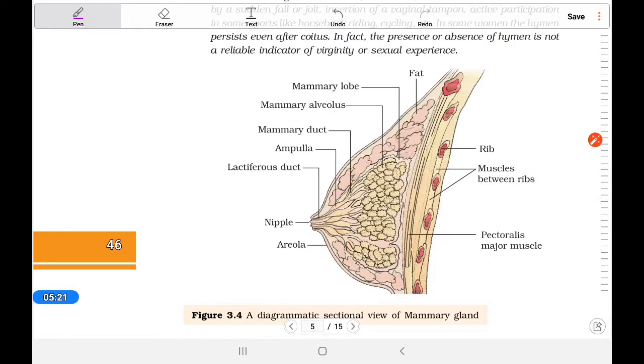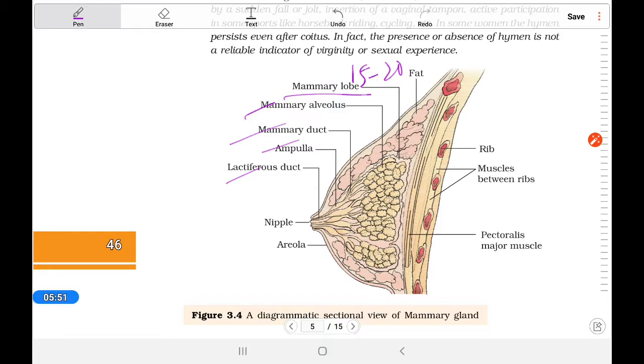Here is a cross section of the mammary gland. You can see it is a modified sweat gland, sebaceous gland. A huge amount of fat is there, and with that the mammary lobes, you can see that 15 to 20 lobes are there, and the alveoli, mammary duct, ampulla, lactiferous duct, all are there.